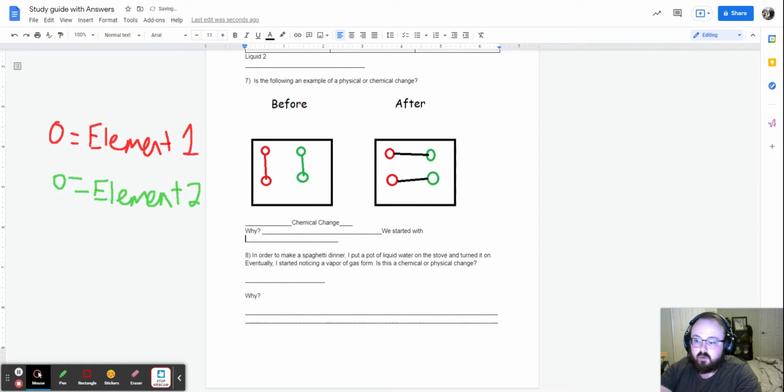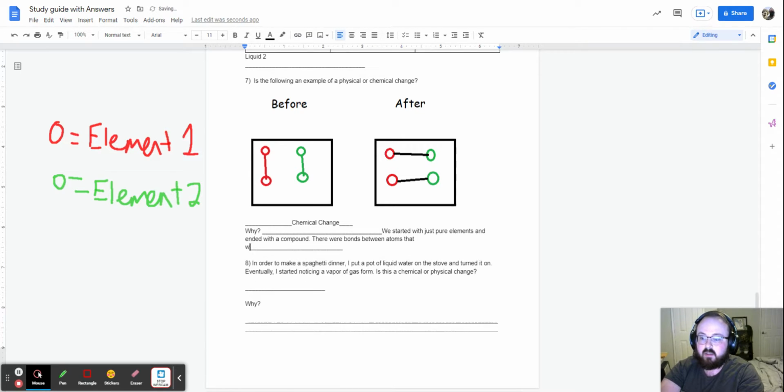Started with just pure elements and ended with a compound, we'll just say, because it's two versions of the compound. Ended with compound. So there were bonds between atoms that were broken and formed. Right? So this bond between the two red atoms was broken. It's not there anymore.